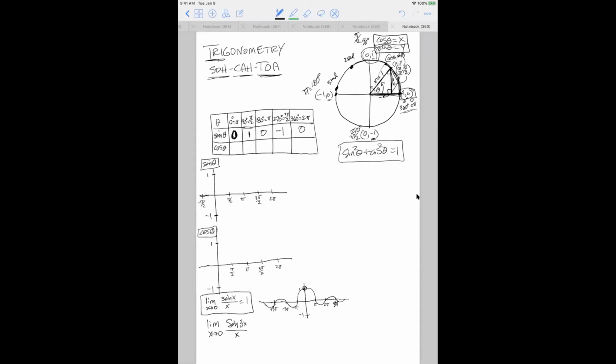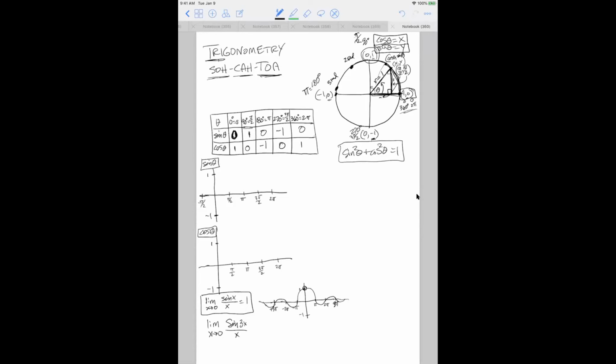Cosine. X is 1 at 0 degrees, 0 at 90 degrees, at pi over 2, negative 1 at pi. And then you go to 3 pi over 2, and the x value is 0. And at 2 pi, back up at 0 degrees or 360 degrees, the x is equal to 1. The cosine is equal to 1. So now we're going to make a general plot of this.